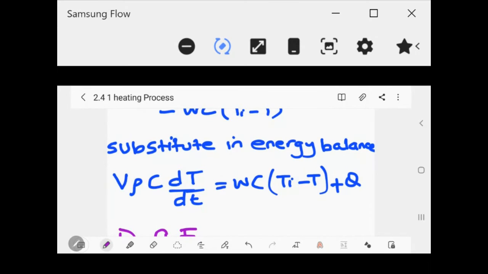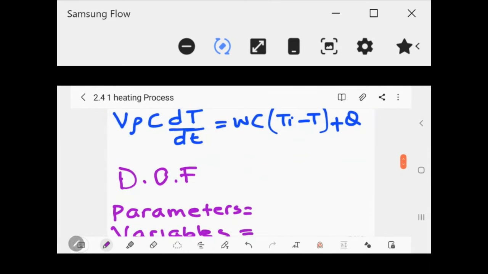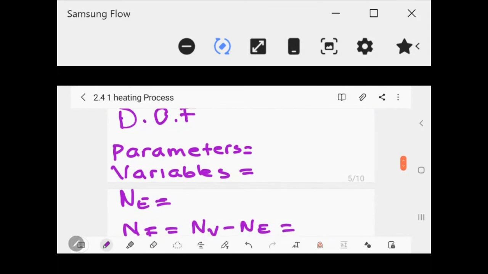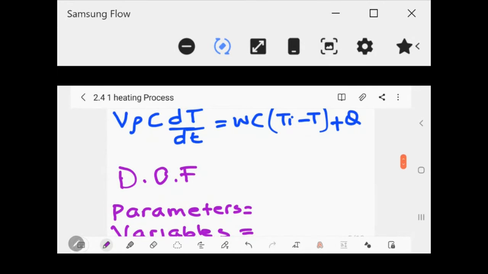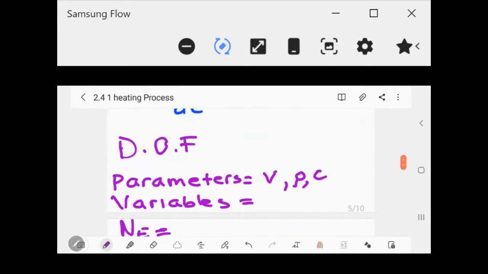So now that we've developed the model, we need to find out the degrees of freedom that we have. And here again, I'm asking you to help me, please. I need your input. What are the parameters? Just looking at the equation there. Definitely V, volume, density, definitely. There's one missing. Yes, thank you. Heat capacity. So you have your volume, you have your density, and you have your heat capacity. And then everything, exactly, Alex.